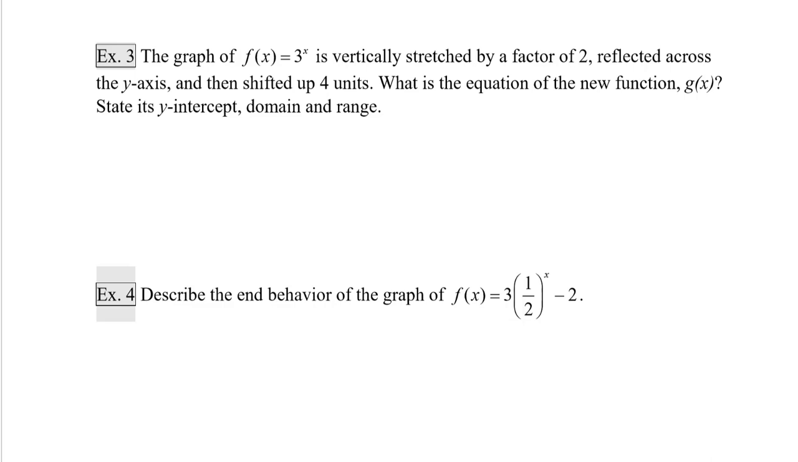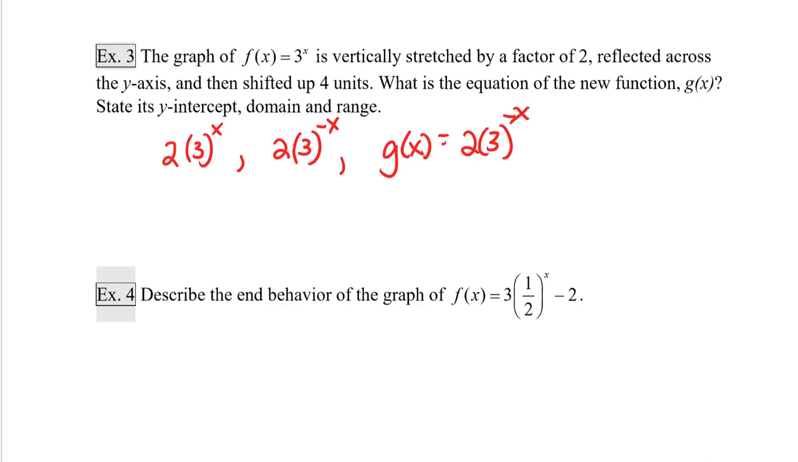All right, so if it's stretched by a factor of 2, that means that we have to have a multiplier. So that's going to be 2 times 3 to the x. If it is reflected about the y-axis, that means that we have to put a negative in front of x. And then finally, shifting up 4 units means we have to add 4 to the end of the function. So that means then that g of x is 2 times 3 to the negative x plus 4.